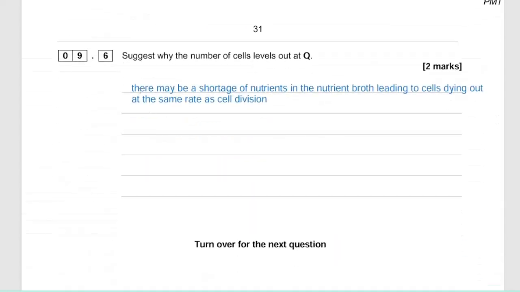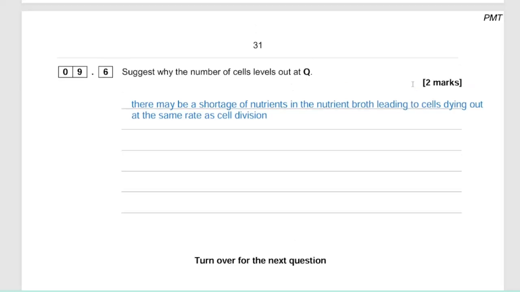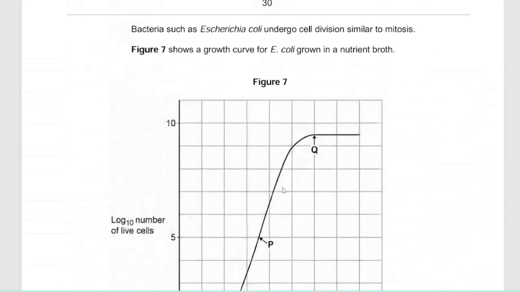And this is due to there maybe being a shortage of nutrients in the nutrient broth, leading to cells dying out at the same rate as cell division. So basically, there's not enough nutrients for all the cells to survive, so some cells start dying. However, the cells that are dying are being replaced by new cells that duplicate at the same rate, which means it stays constant.